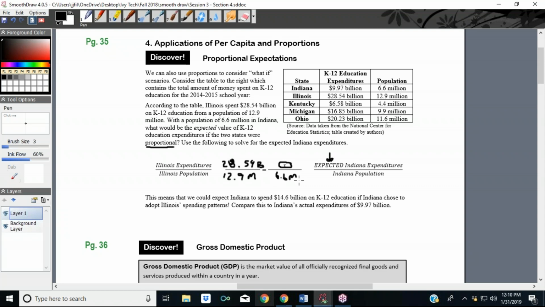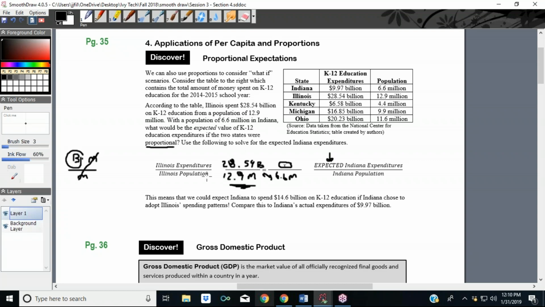And if you remember how we solve these, we solve them by cross multiplying and then dividing. So I want you to see that we're going to multiply the 28.54 and the 6.6, and we have billions times millions. Then we're going to divide by this 12.9 million. So we're going to divide by million. So notice how the millions will reduce each other out and we'll be left with billions.